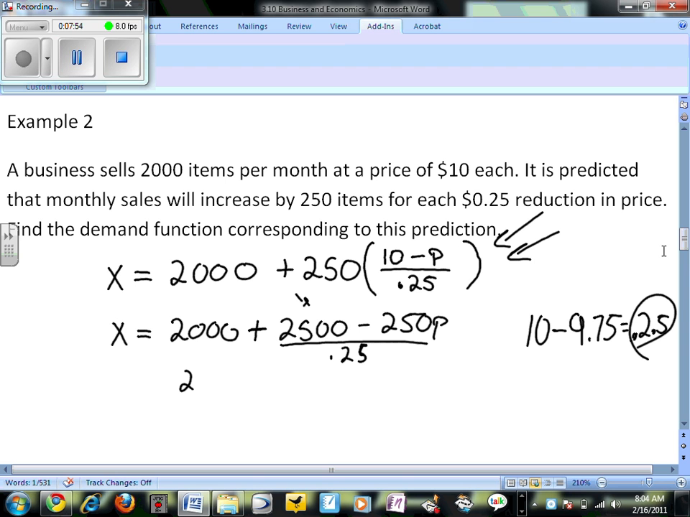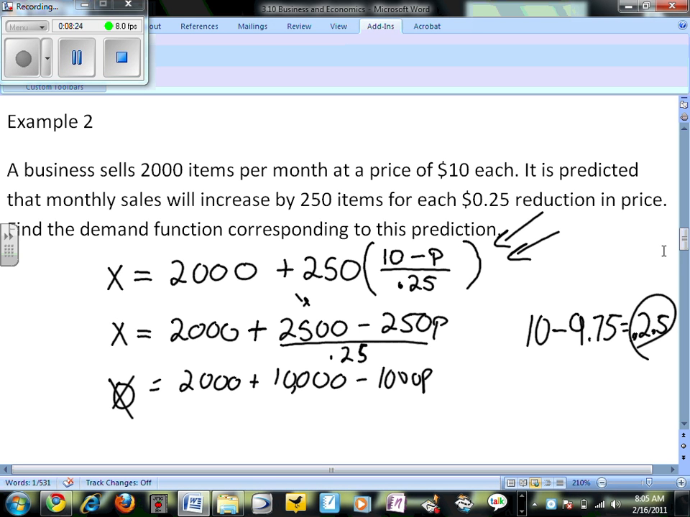So I'd have 2,000 plus 10,000 minus 250 times 4, which is 1,000P, and that still equals X. Well, if we want to solve for our demand function, then we get P by itself. So let's move our 1,000P over to the other side.